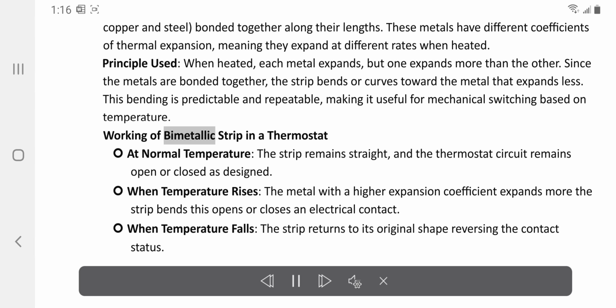Working of bimetallic strip in a thermostat. At normal temperature, the strip remains straight and the thermostat circuit remains open or closed as designed. When temperature rises, the metal with a higher expansion coefficient expands more. The strip bends. This opens or closes an electrical contact. When temperature falls, the strip returns to its original shape, reversing the contact status.